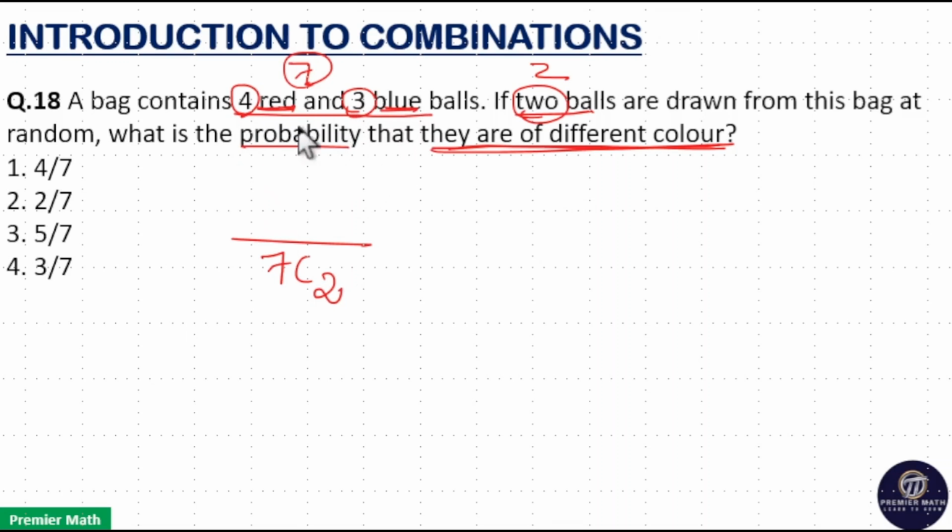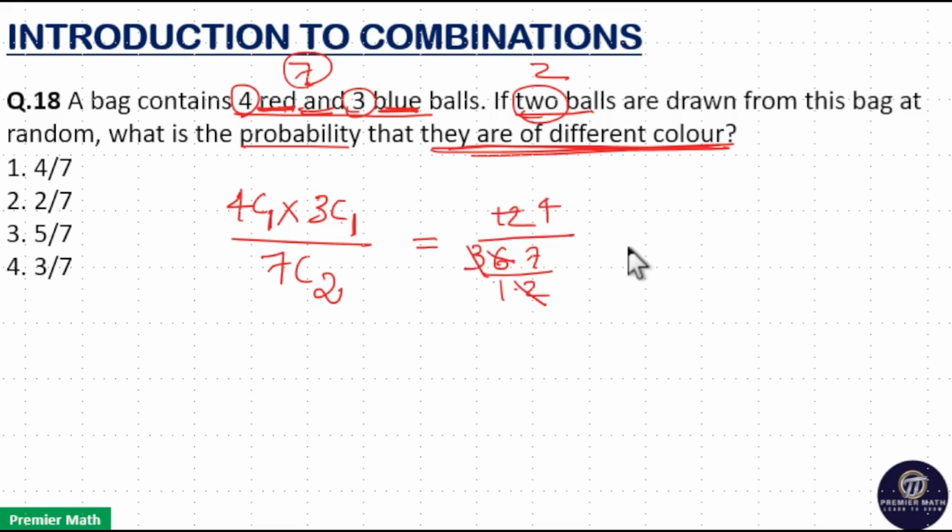So this favorable outcome is equal to, from these 4 red, we should select 1 red. And from these 3 blue, we should select 1 blue. So 4C1 into 3C1 is the favorable outcome. That is, these 2 balls should be of different color. This one is red and the other one is blue. So 4C1 into 3C1 means 4 into 3, 12, divided by 7C2, which means 5 factorial cancels, remaining is 6 into 7 divided by 2 factorial. Now 2 goes 3 times in 6, 3 goes 4 times in 12. So 4 by 7. Option 1 is your answer.